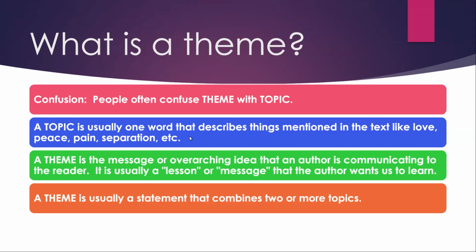So a topic is usually just one word, right? But a theme is like a sentence. So that's a good way to think about it too. A theme is the message or the overarching idea that an author is communicating to the reader about the topic. So think about it as a lesson or a message, right? And a theme is usually a statement that combines two or more topics.